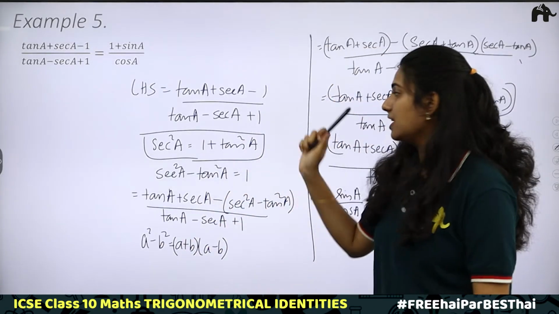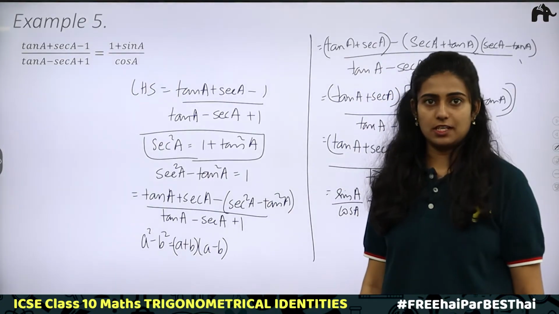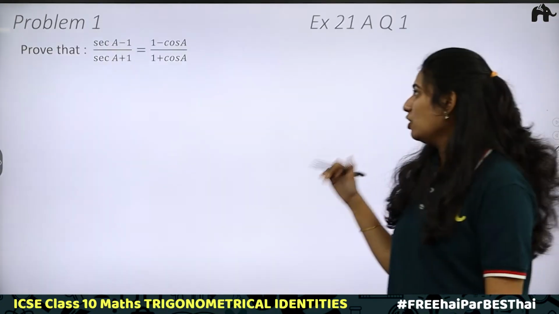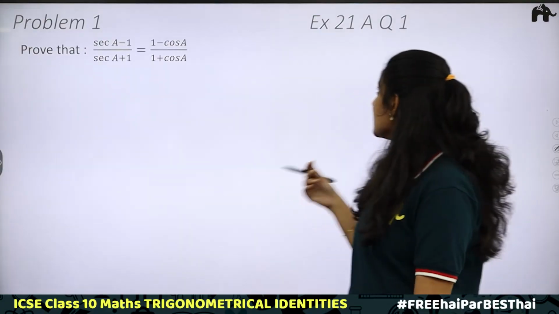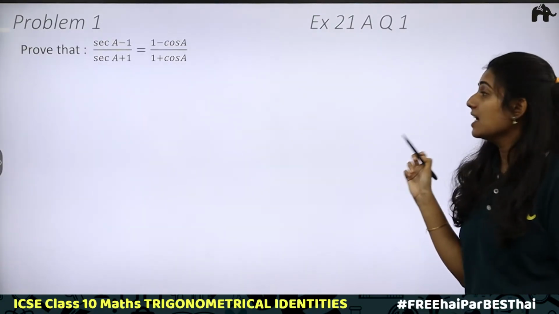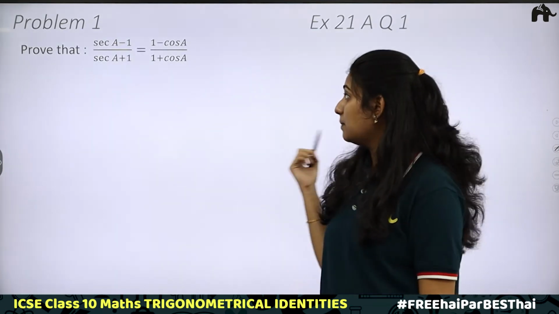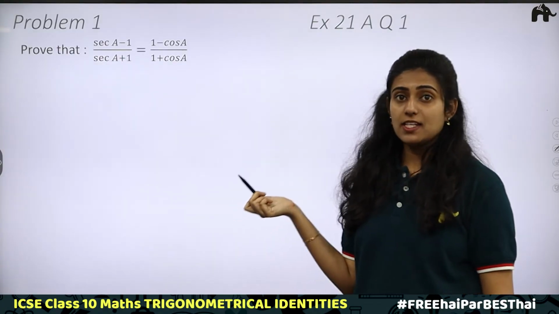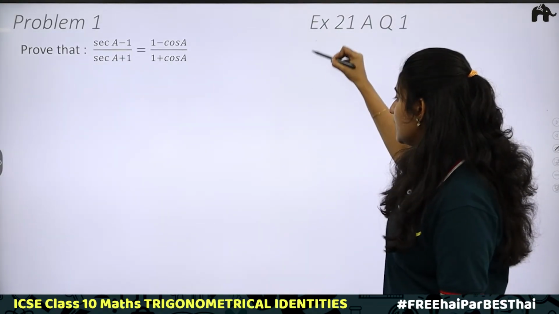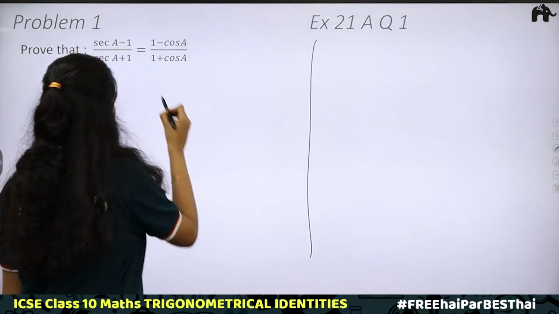We started from the left hand side and reached the right hand side, that is 1 plus sin A by cos A. Understood this? Now we'll be solving more problems from exercise 21A. Here we have the first problem, question 1 of exercise 21A. Prove that sec A minus 1 divided by sec A plus 1 is equal to 1 minus cos A divided by 1 plus cos A. This can easily be solved in just 2 or 3 steps.